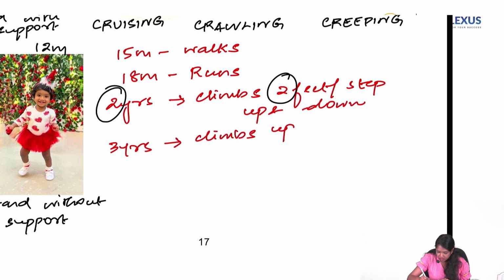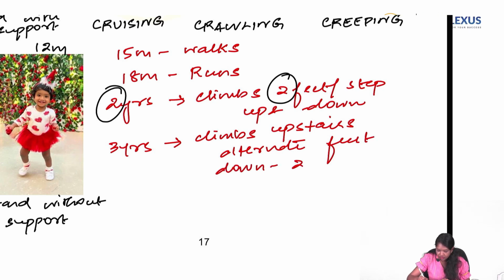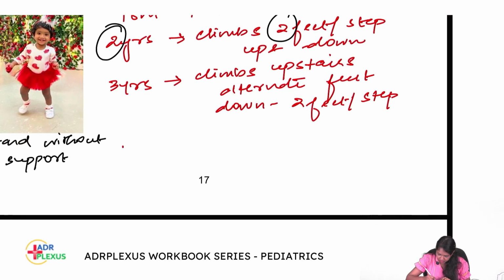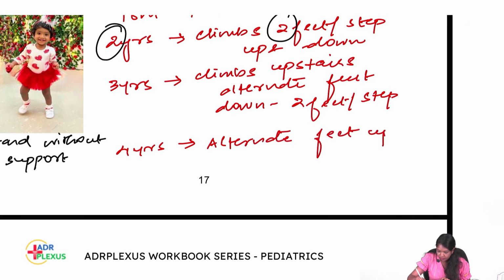At 3 years, the baby climbs upstairs with alternate feet, but downstairs 2 feet. Upstairs it can go with alternate feet, 1 foot, 1 foot, 1 foot. But when it wants to climb down, 2 feet per step. That is 3 years. Okay, 4 years. Both up and down, alternate feet. Climbing up also alternate feet, climbing down also alternate feet. That is 4 years.